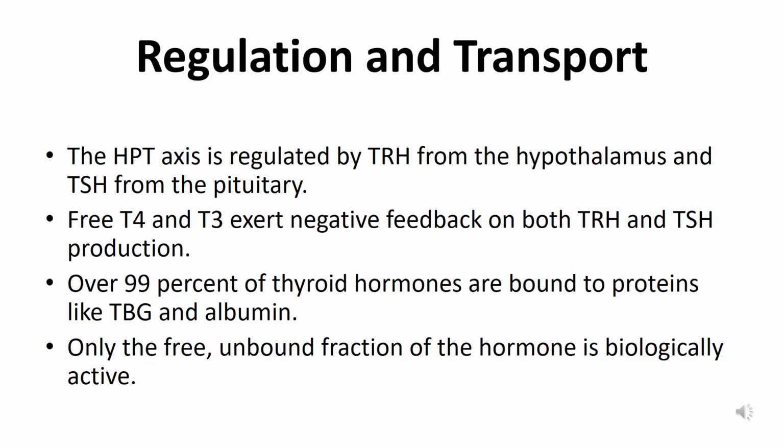Another important concept is thyroid hormone transport in the bloodstream. Although large amounts of T4 and T3 circulate in blood, more than 99% are actually bound to transport proteins. The main binding protein is thyroxine-binding globulin, also known as TBG. Other proteins such as albumin and transthyretin also help transport thyroid hormones throughout the circulation.